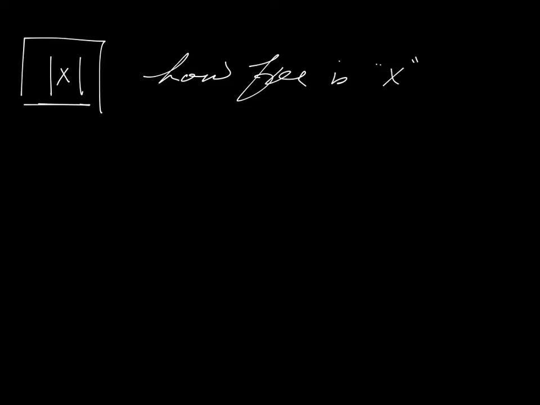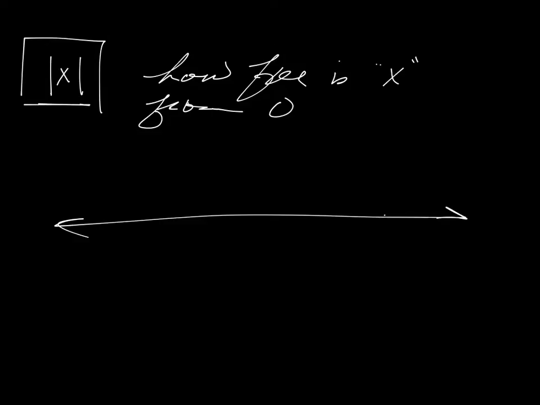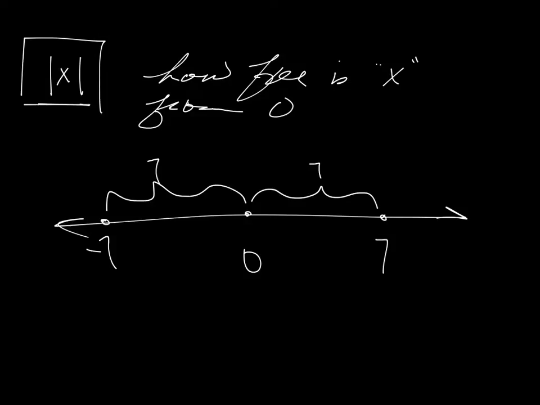What that means is how far is x from 0 on the number line. Alright, so if we have our number line and we say that x is 7, how far is it from 0? 7. Let's say x is negative 7. How far is it from 0? It's also 7. Positive 7.